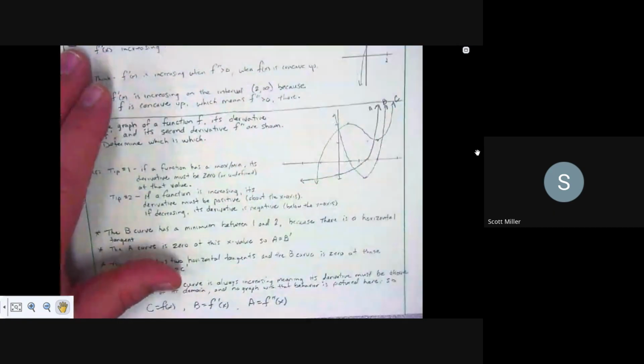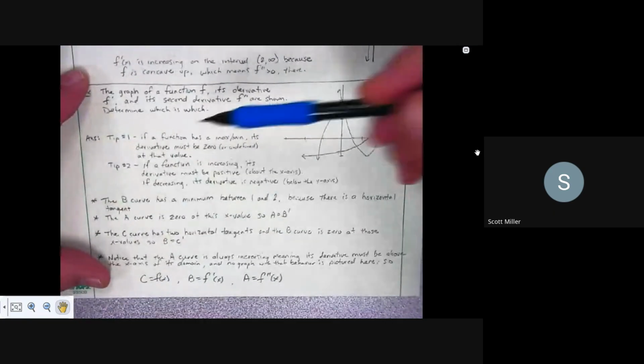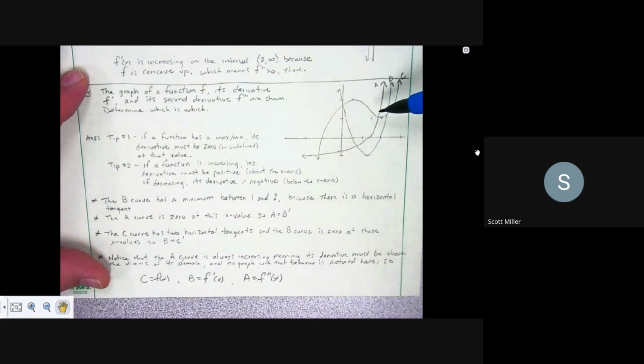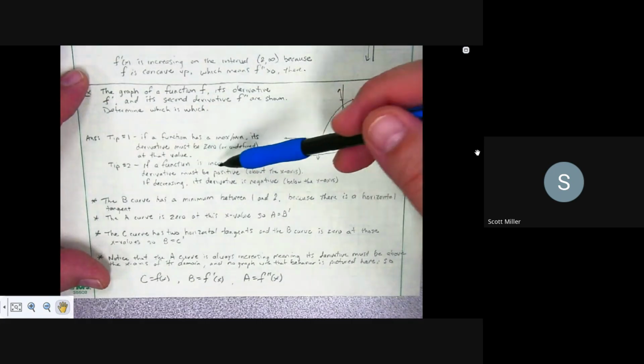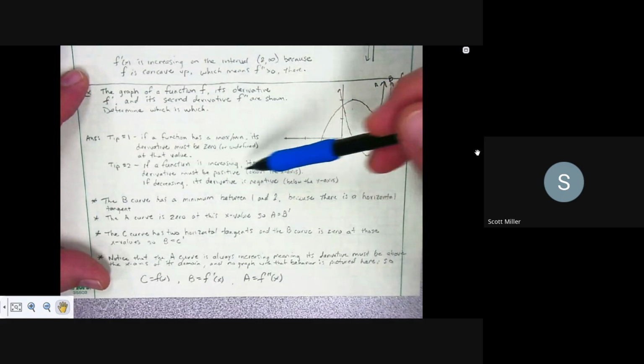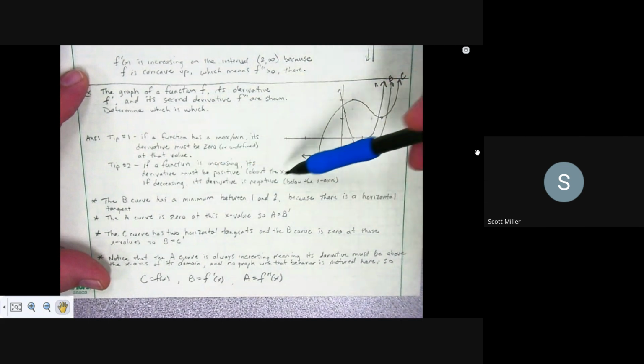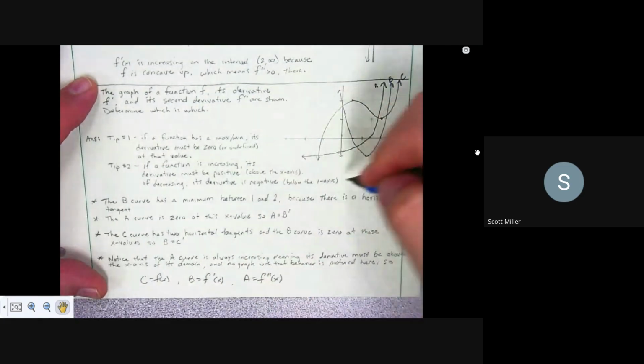And let me go ahead and show you the argument here. And tips and things to think about. If a function has maxes and mins, its derivative must be 0 or undefined at that value. So look for that kind of stuff like I just told you. If a function is increasing, its derivative must be positive, above the x-axis. If decreasing, its derivative is going to be negative, below the x-axis. So we look for those 2.